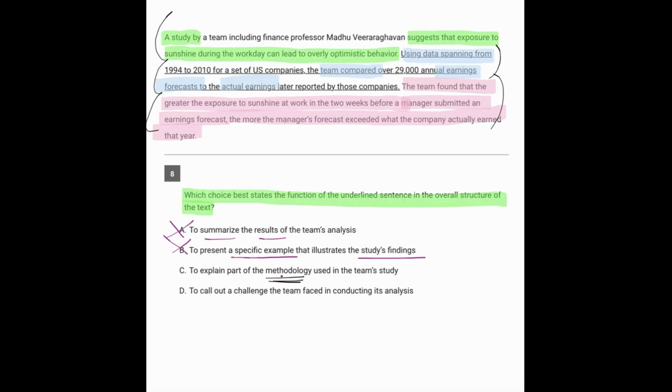C, to explain the methodology. Yes, indeed, the blue sentence here is the methodology. It's how the study was done, the details of the procedure. And D, to call out a challenge the team faced. We're not really seeing a challenge. We're just seeing this is what they did. So the answer here is C.